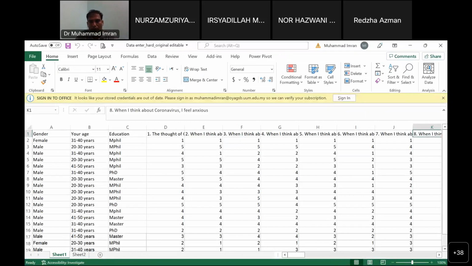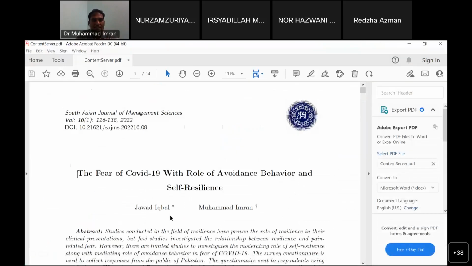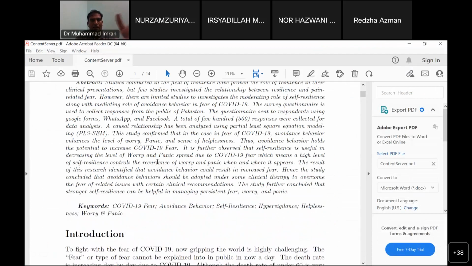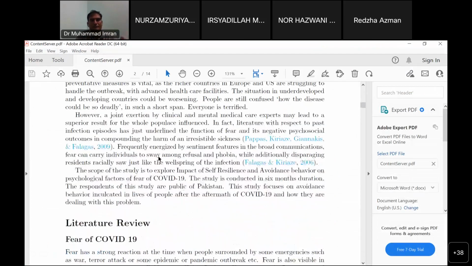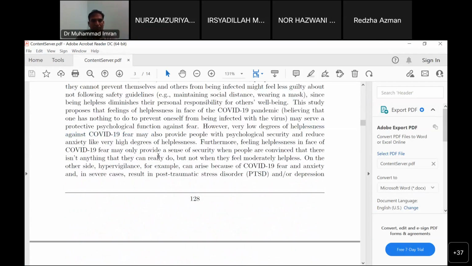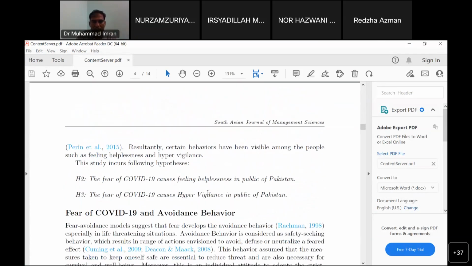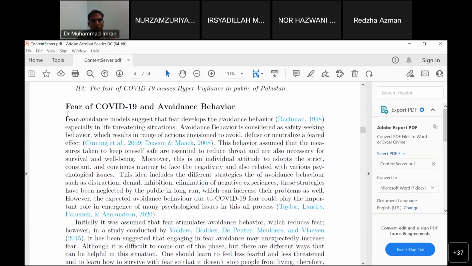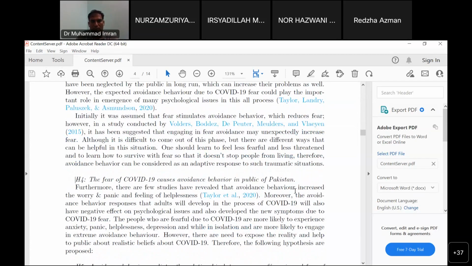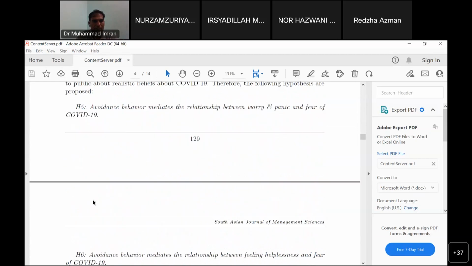See, my dear students, this is one paper which I published, the fear of COVID-19 with the role of avoidance behavior and self-resilience. Abstract, introduction, literature review, fear of COVID-19, then discuss and propose the hypothesis. This is the hypothesis I propose: the fear of COVID-19 and avoidance behavior, where I discuss the relationship between two variables.